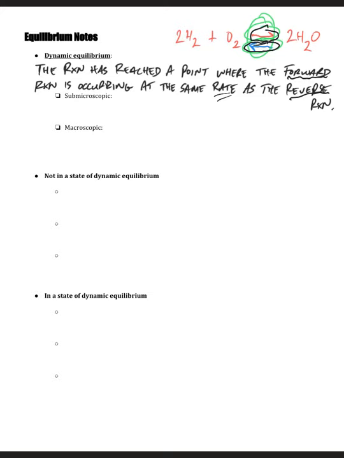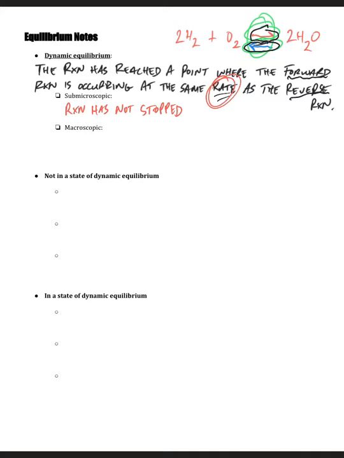Now, if you have not watched the tank demonstration video, I highly suggest it. It's something that we would have done in class if we were in person, but it really helps explain this point. Now, at the submicroscopic level, meaning at the atomic level, at the particle level, the reaction has not stopped. Meaning that this reaction is continuing to go. Even when equilibrium is reached, it is continuing to go. It's just occurring at the same rate.